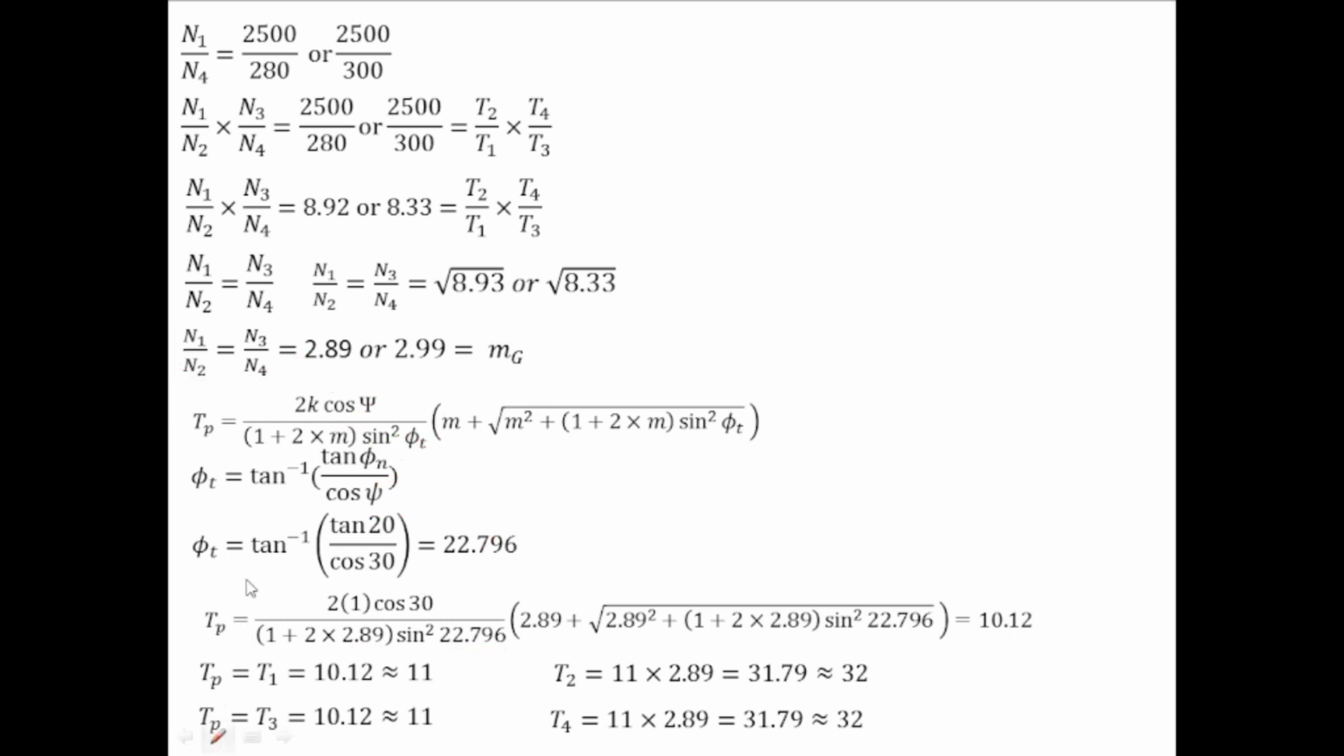Here I want to mention one thing. In both the cases, if you use this 2.99 instead of this m, then the teeth on gear 1 and gear 3 will be the same as in the design that we have done, but T2 and T4 will be different, and the T2 and T4 that we have designed will be less than the ones you will calculate based on this 2.99. As in the problem we are given that we have to reduce the size as much as possible, that is why we have designed based on this value, not on this value.